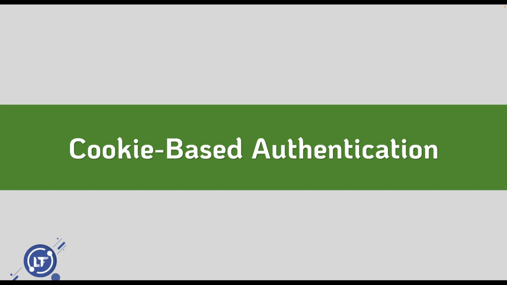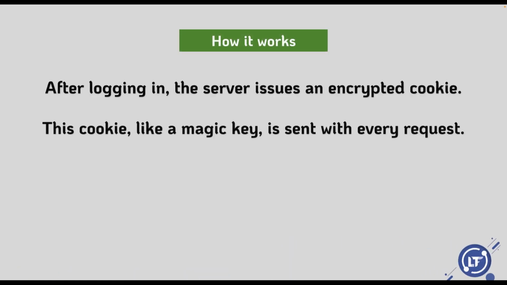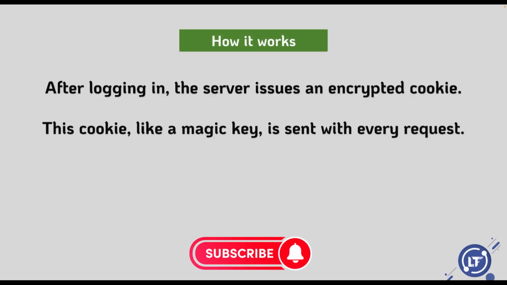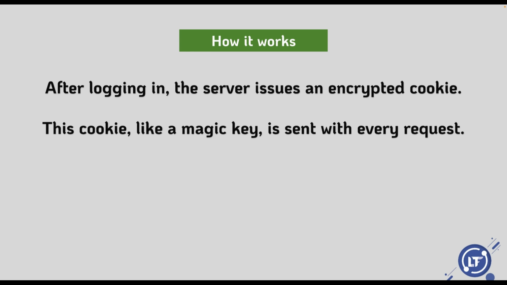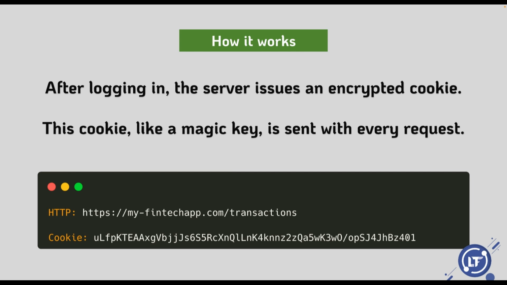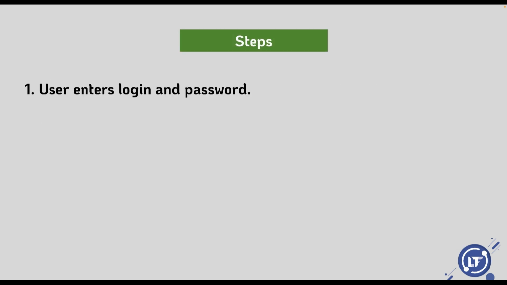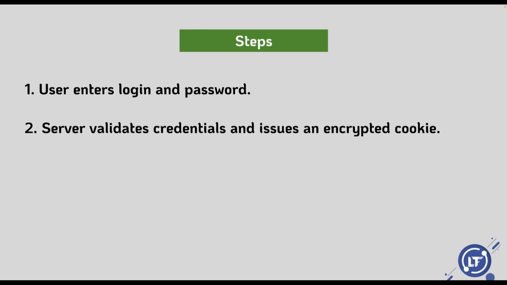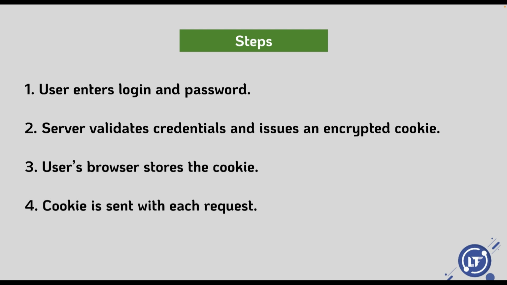So how does cookie-based authentication work? After logging in, the server issues an encrypted cookie. Now, this cookie is like a magic key that is sent with every request. The HTTP request looks something like this. Now, let's look at the steps involved. The user enters the login and password, like with the previous authentication mechanism, and then the server is going to validate the credentials and issue an encrypted cookie. Afterwards, the user's browser is going to store the cookie, and the cookie is going to be sent with each request. For every request sent, the server is going to check and verify the cookie.